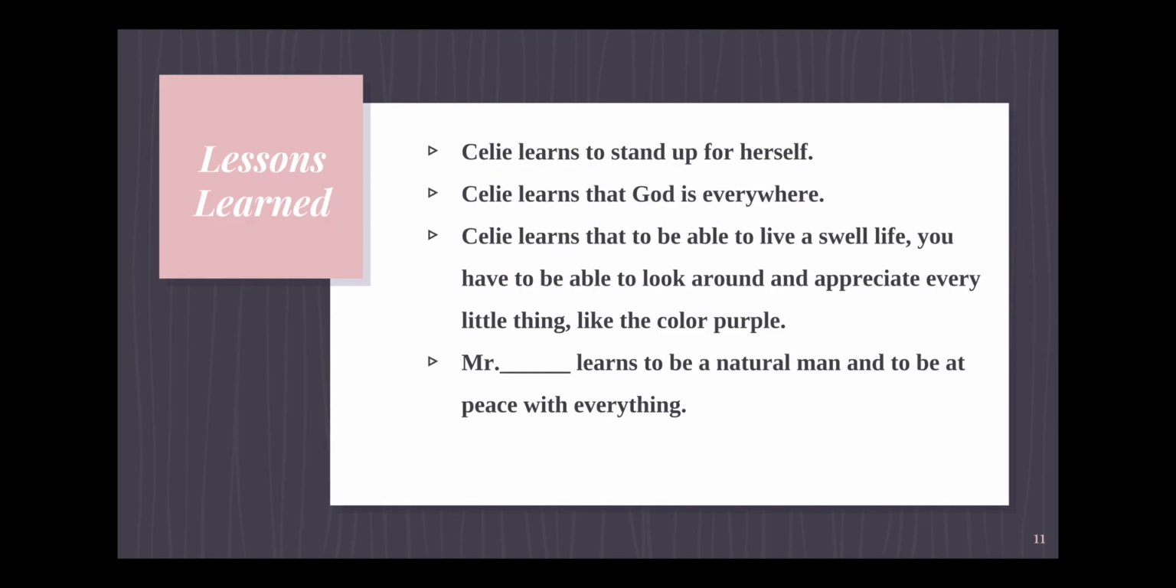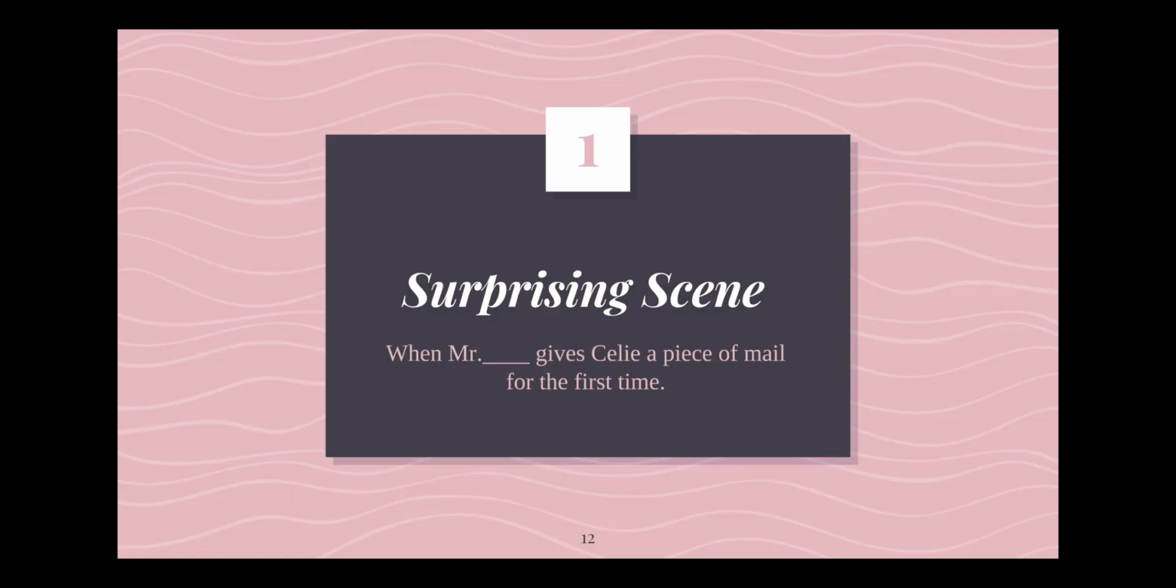So lessons that were learned: Sally learns to stand up for herself. Sally learns that God is everywhere. Sally learns that to be able to live a swell life, you have to be able to look around and appreciate every little thing, like the color purple, which was an awesome moment in the book. And another character who learns something is Mr. Blank, who learns to be a natural man, as the book describes it, meaning that he's at peace finally. He's not a mean, grumpy, lazy man like in the beginning. He's this new hard worker that we've never seen before.